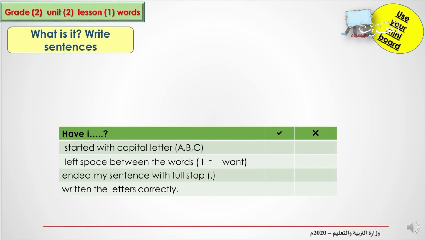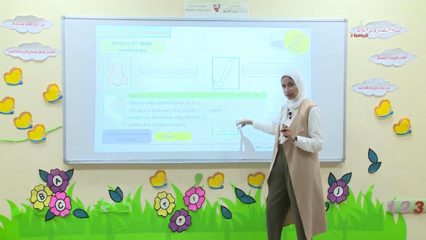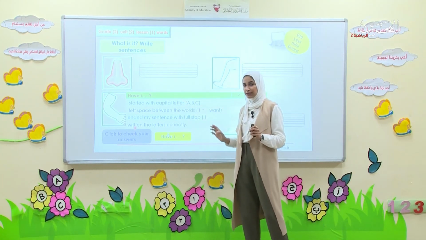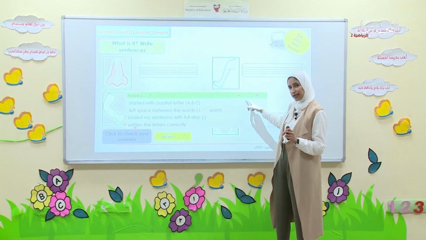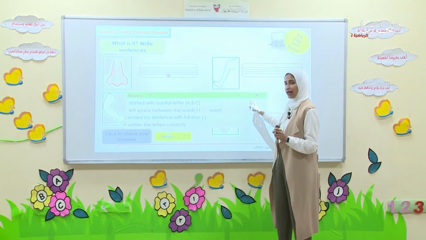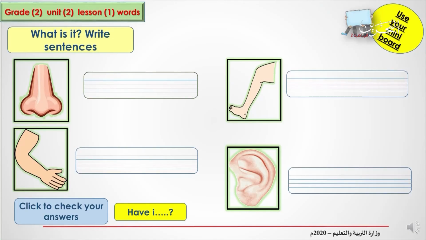So, when you finish writing, go back to this box, and if you did the first one, for example, you started with a capital letter, you have to put a tick. If not, you forgot, put X. You have 3 minutes. Start.